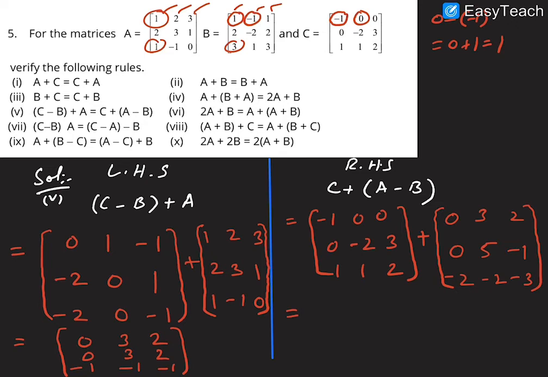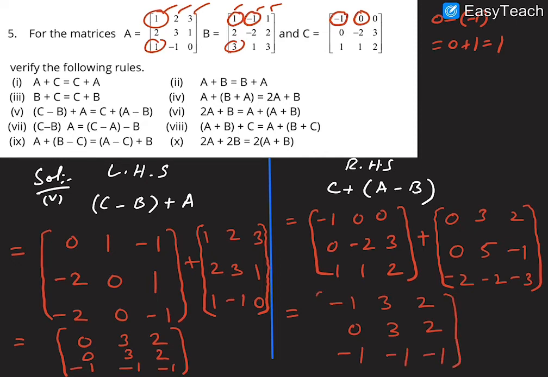So now add both. So minus 1 plus 0 will be minus 1. 0 plus 3 is 3. 0 plus 2 is 2. 0 plus 0 is 0. Minus 2 plus 5 is 3. 3 plus minus 1 is 2. 1 minus 2 is minus 1. 1 minus 2 is minus 1. 2 minus 3 will be minus 1.